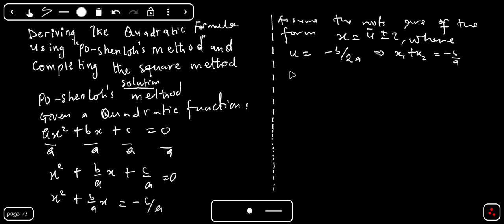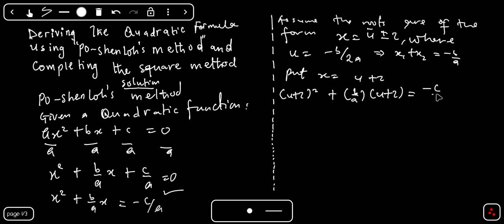You are going to let x be equal to u plus z and substitute it into this equation right here. So we substitute u plus z for x in that equation. We are going to have (u plus z) squared plus b over a multiplied by (u plus z), and this will be equal to minus c over a. Now let's expand this.